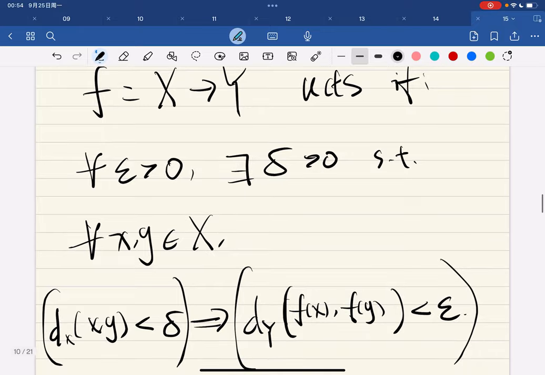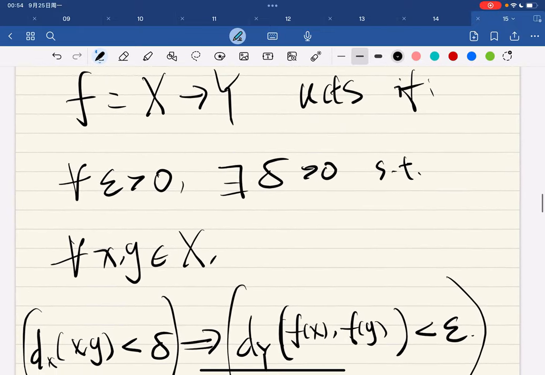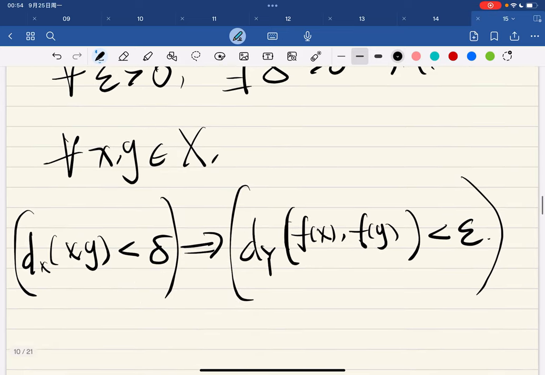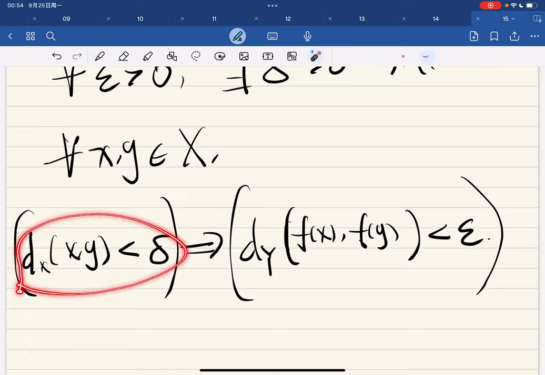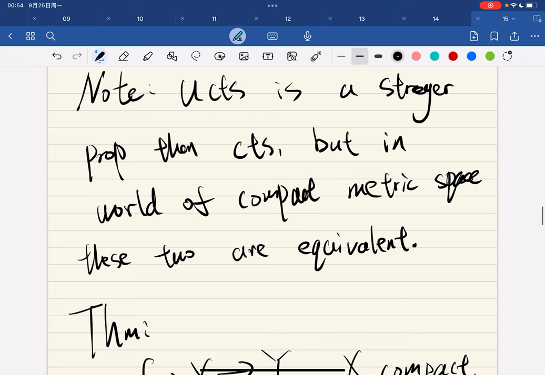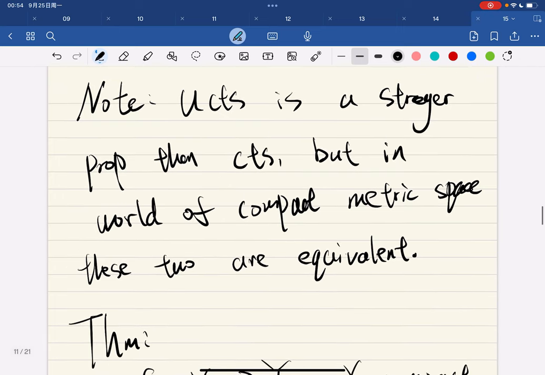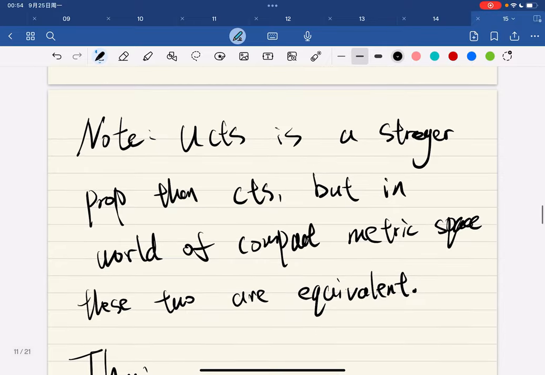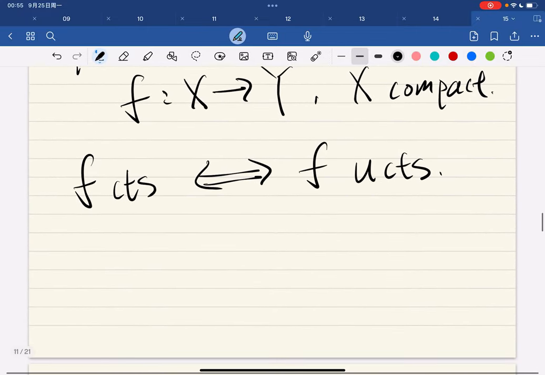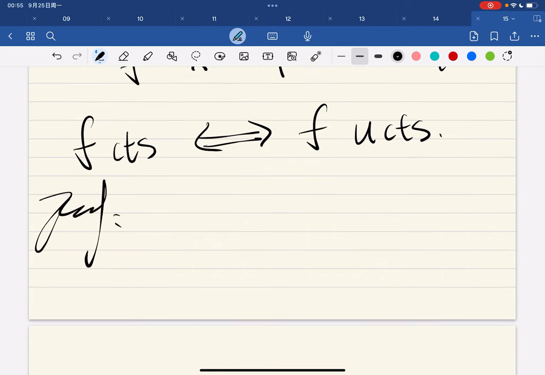All right. So if it's uniformly continuous, for any epsilon greater than zero there exists a delta such that for any points, if their distance is less than delta, then the distance between f of x and f of y under metric y is less than epsilon. Note, it's a stronger property than continuous, but in the world of compact metric spaces, these two are equivalent. Again, compact is so useful, right? And this is a big theorem. It's pretty long. It's challenging, but let's prove it.